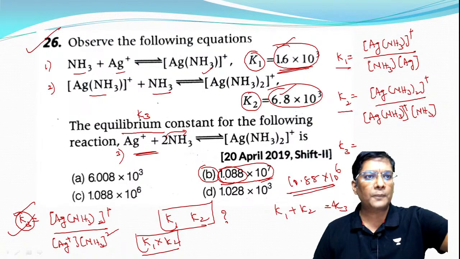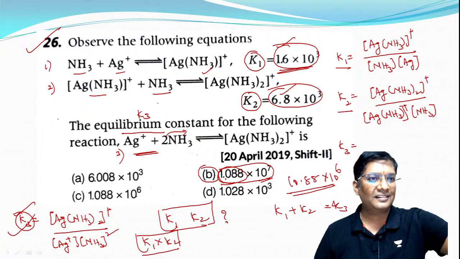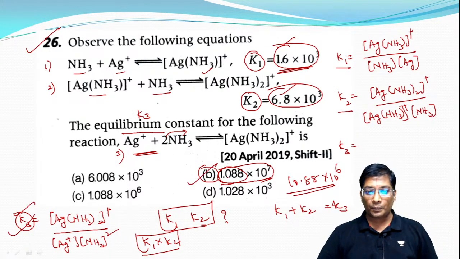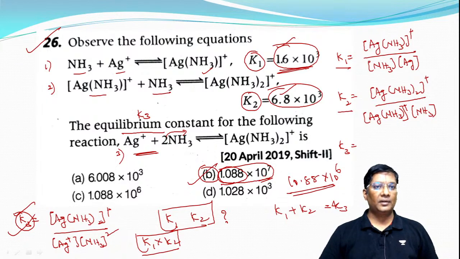10.88 into 10 to the power of 6 is the correct value, but here there is no option for 10.88. There is an option for 1.088 into 10 to the power of 7. So this is the correct answer. No doubt about it.